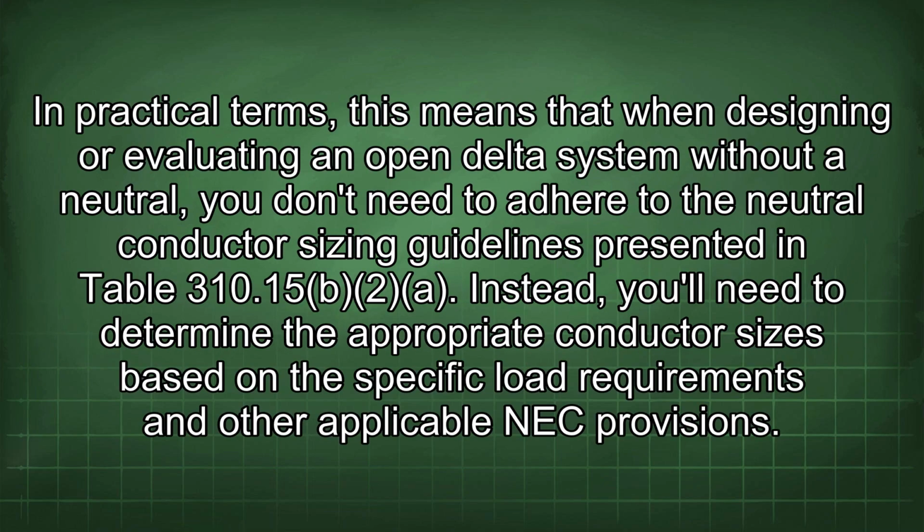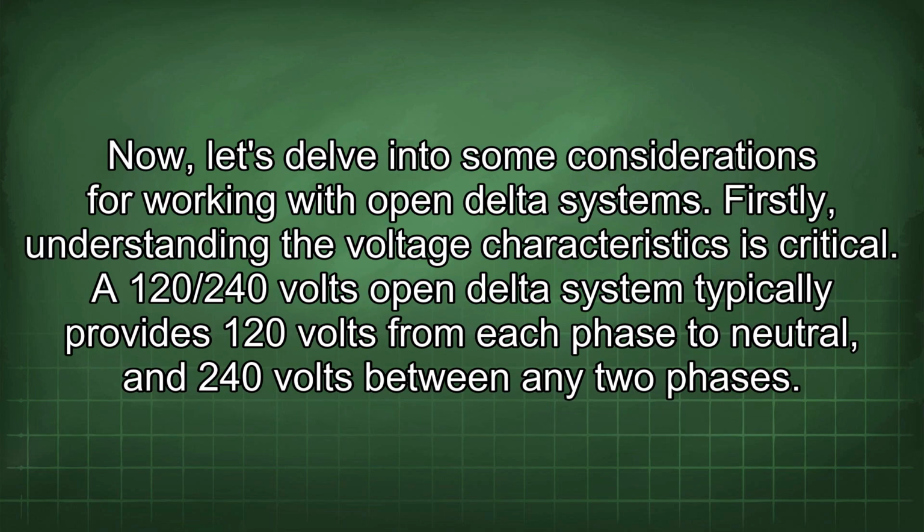In practical terms, this means that when designing or evaluating an open delta system without a neutral, you don't need to adhere to the neutral conductor sizing guidelines presented in Table 310.15 B2. Instead, you'll need to determine the appropriate conductor sizes based on the specific load requirements and other applicable NEC provisions. Now let's delve into some considerations for working with open delta systems.